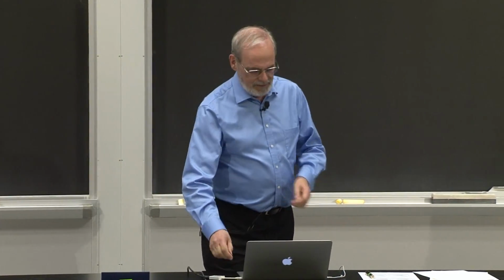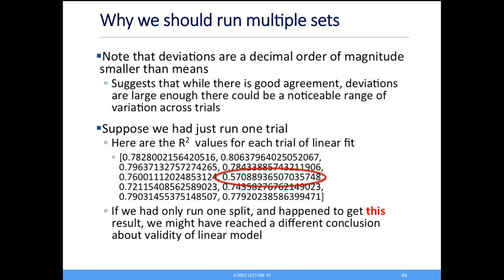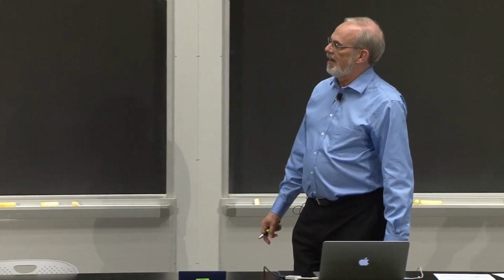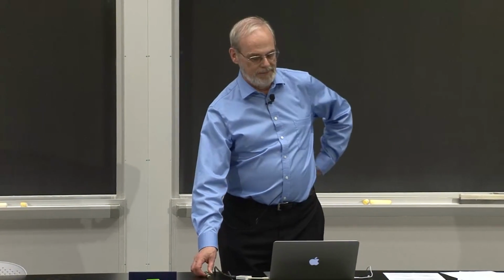Here are the r² values for each trial of the linear fit. And you can see the mean comes out pretty well. But notice, if I'd only run one trial and I happened to get that one, oh darn. That's a really low r² value, and we might have decided in this case a different conclusion, that the linear fit was not a good fit.